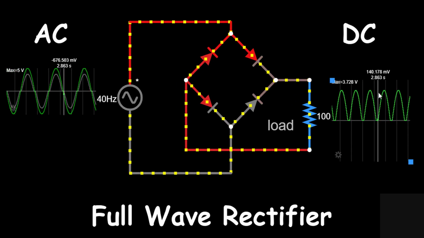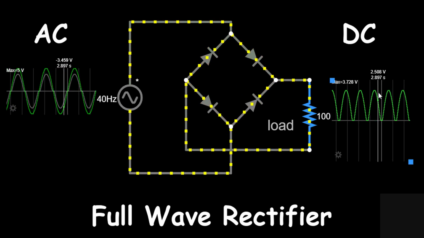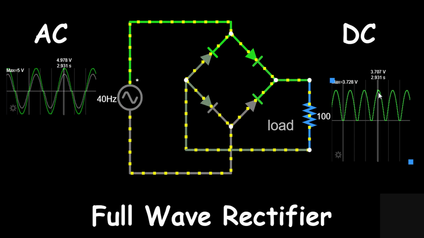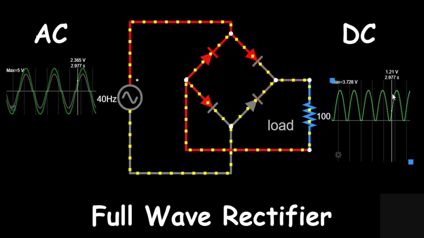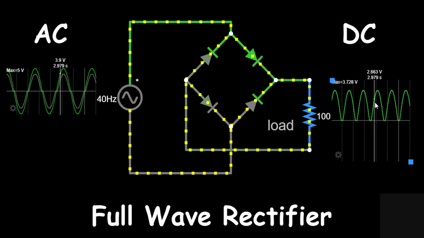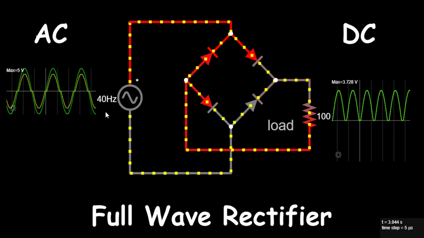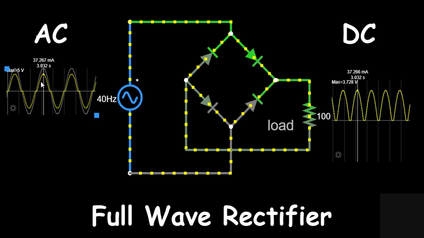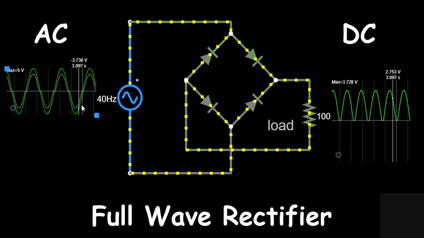The maximum output voltage is slightly less than the peak input voltage because of the voltage drops across the diodes. Each diode drop is typically around 0.7 volts. Visualizing the waveforms. To visualize this process, we use oscilloscope probes. Input waveform. On the left side of the screen, you can see the sinusoidal input AC waveform with peaks at plus 5 volts and minus 5 volts, oscillating at 40 Hz.